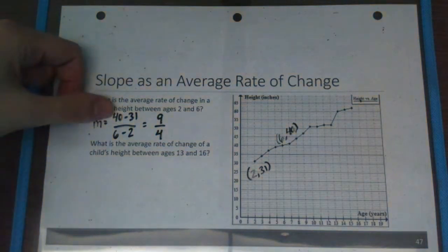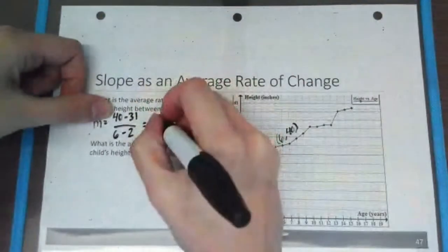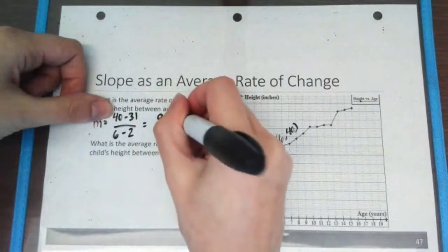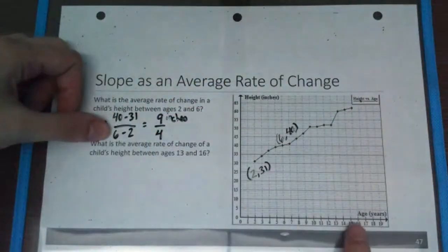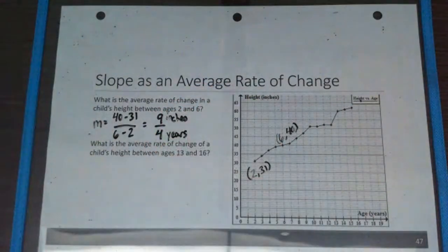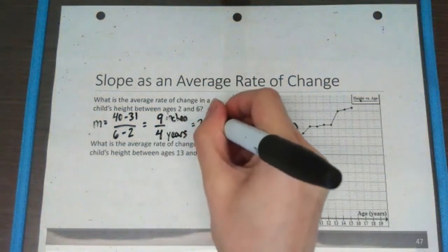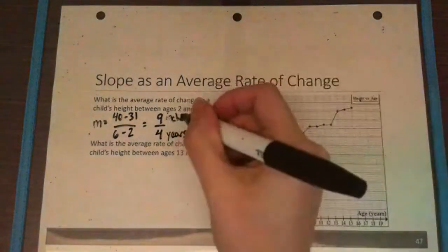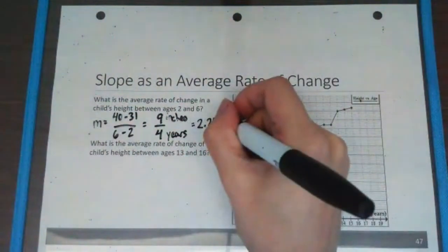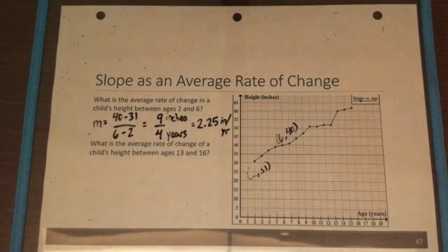We had our y values on top, the 40 and the 31. Those were the height in inches. So this represents 9 inches. 6 minus 2, that was the age in years. So this is 9 inches over 4 years. If we take 9 divided by 4, that's going to give us a decimal of 2.25. Looking at the units, this is going to be inches over years, which we would write as inches per year. So on average, the child is growing by 2.25 inches per year.